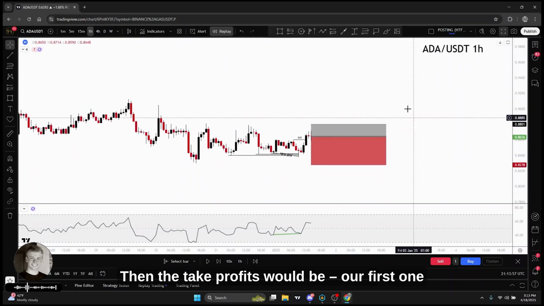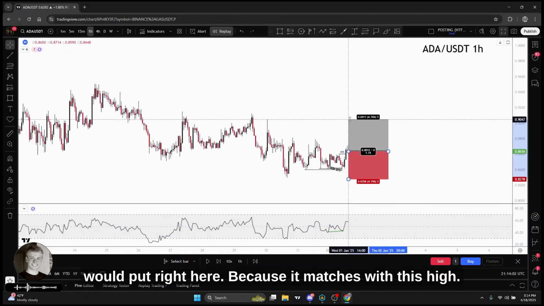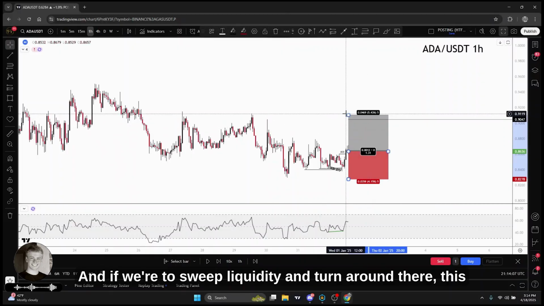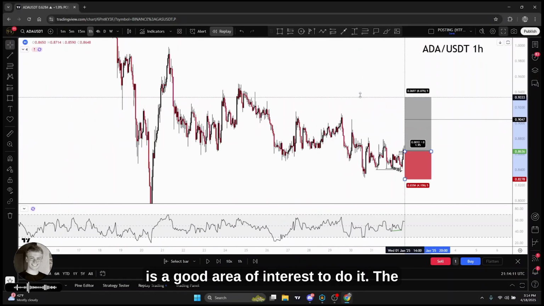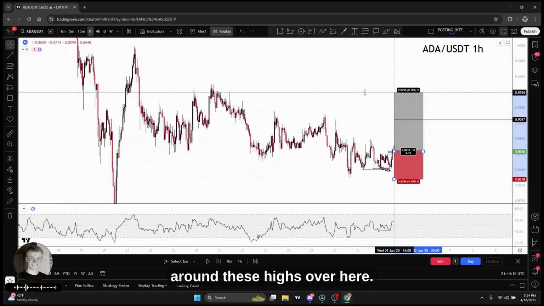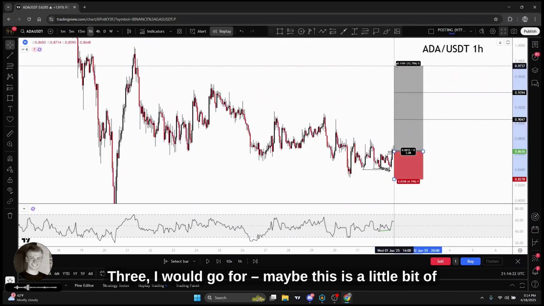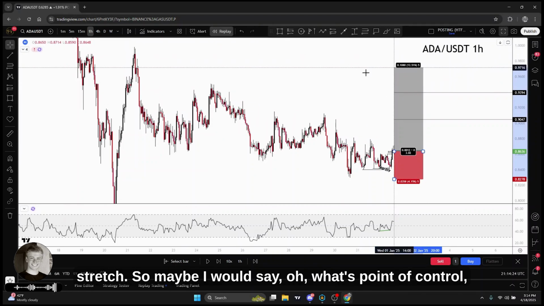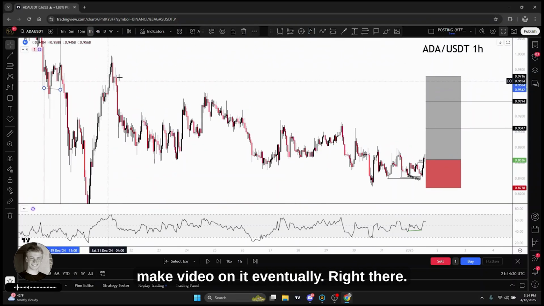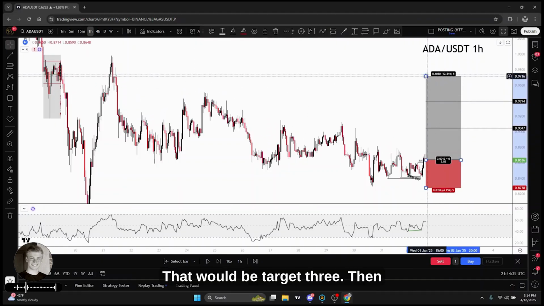And then for the take profits, our first one, we're looking for a good TP level around 1R, which I would put right here because it matches with this high. And if we're going to sweep liquidity and turn around there, this is a good area of interest to do it. The second one would be around these highs over here. For 3, this is maybe a little bit of a stretch, so maybe I would say the point of control, which I've covered in many articles, and I'll probably make a video on it eventually. Right there, that would be target 3.